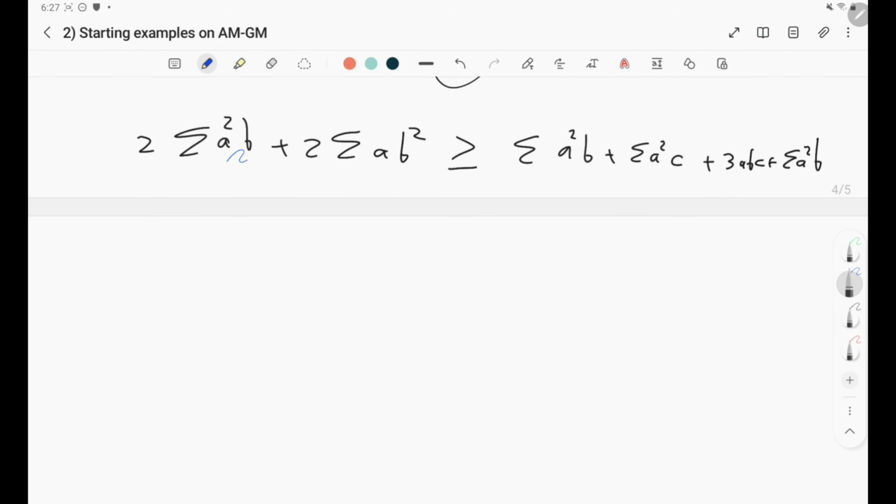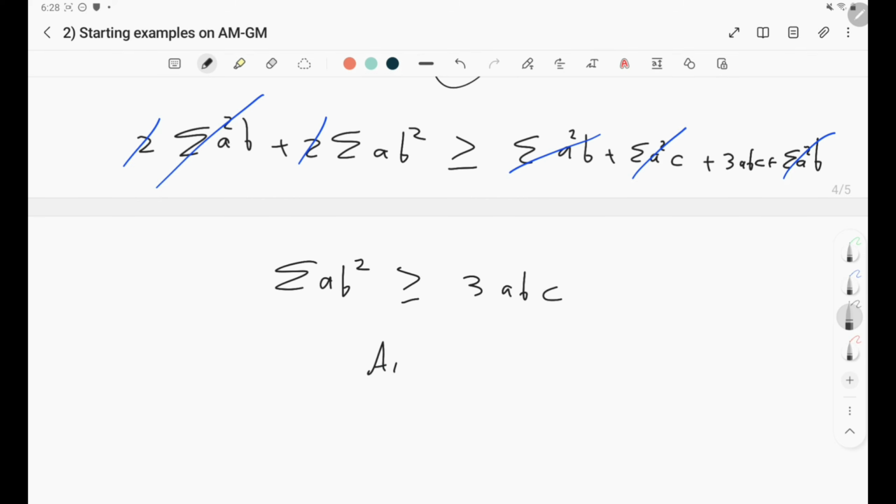Okay, let's cancel the stuff that we can. Once sigma A square B with the 2 here, we also have sigma A square C. We can cancel it with the 2 here, because by the way, you can check that sigma AB square is the same as sigma A square C. They are just the same. And sigma A square B with the whole sigma A square B. Alright, so now we just need to show that sigma AB square is greater than or equal to 3ABC. But guess what? This is just correct from the AMGM on 3 numbers. And yes, that's it. We're done.